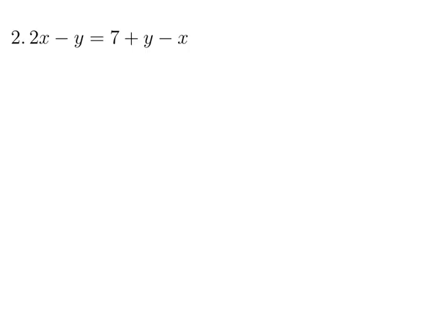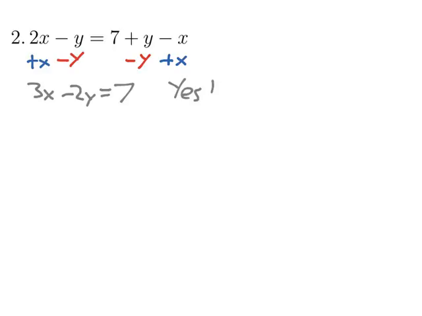For this, it looks like we may have to do some arithmetic in algebra. I'll start by subtracting y from both sides and adding x to both sides. That way, all I have is a number on the right. So this becomes 3x minus 2y equals 7. This can be written in the standard form, so that's a yes.